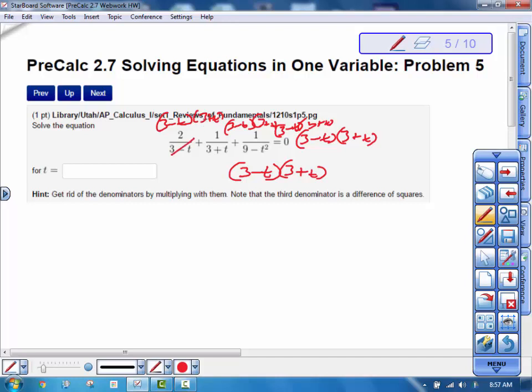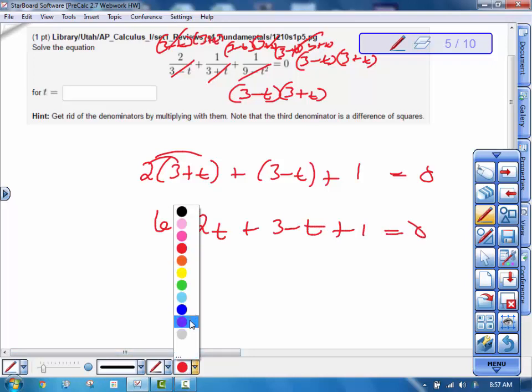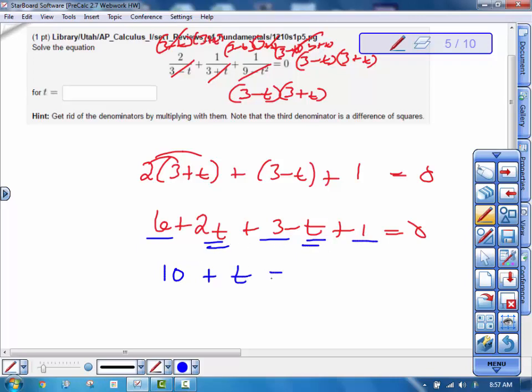So 3 minus t is canceled, and you get 2 times 3 plus t. 3 plus t cancels, and you get just 3 minus t times 1. And then the whole bottom cancels here, so you just get 1 equals 0. So we can distribute: 6 plus 2t plus 3 minus t plus 1 equals 0. Add like terms together, so 6 and 3 is 9. I'm sorry, plus the 1 is 10. And then 2t and negative t make t, so t plus 10 equals 0, so t equals negative 10.